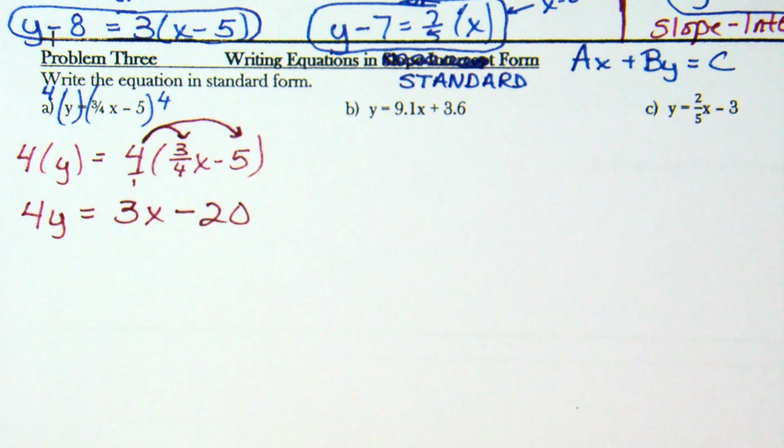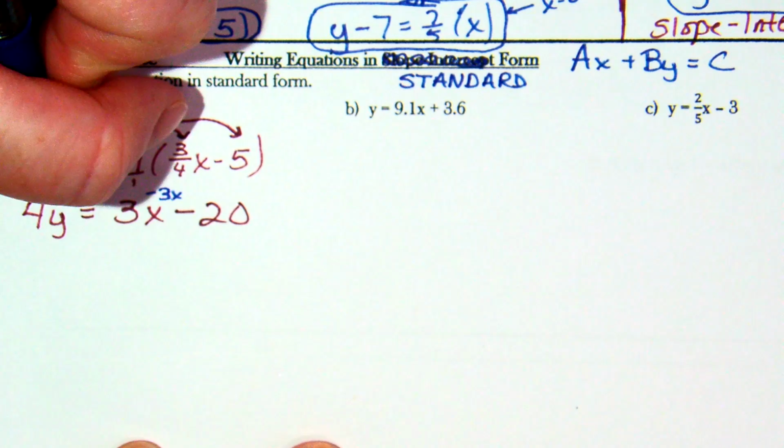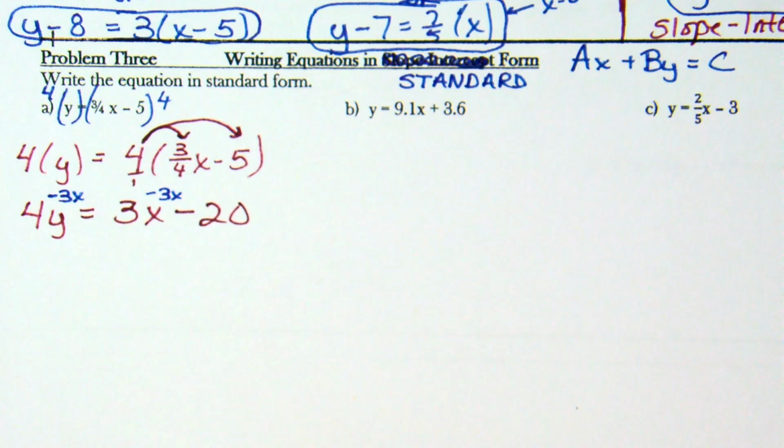Now, if we're trying to get it in the form of ax plus by equals c, then can we flip the order there? If we flip the order and put the 3x first, it's negative 3x, then plus 4y equals what? Negative 20.